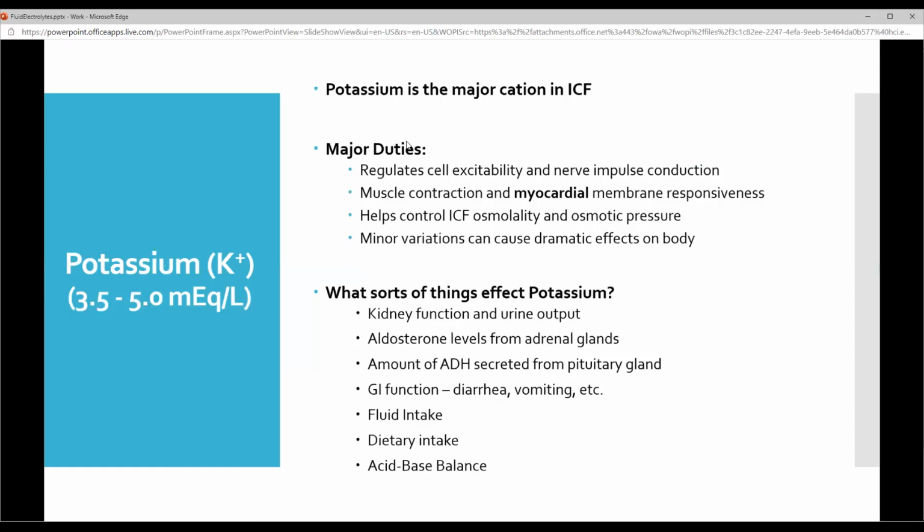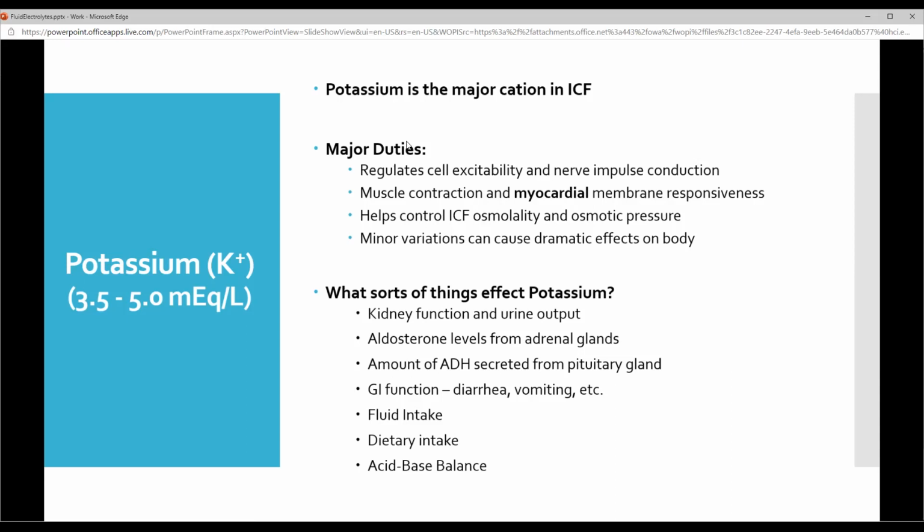Potassium. Potassium is a major electrolyte in the intracellular fluid. The number one thing, and you see it's highlighted there, is heart rhythm. Myocardial cells are mostly affected by potassium. It does help control osmolality just like sodium, but the main thing you're going to monitor for with potassium abnormalities is cardiac function. Slight imbalances in potassium could be detrimental to someone's health. Hyper or hypokalemia can cause cardiac arrest.